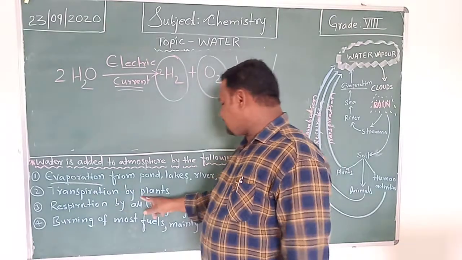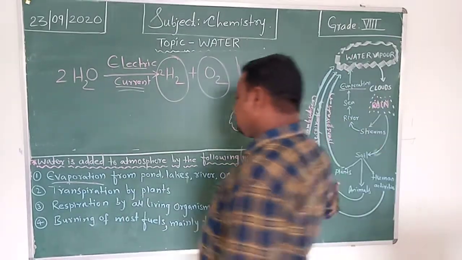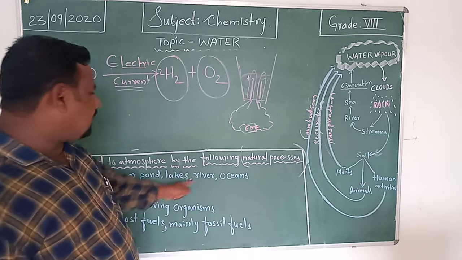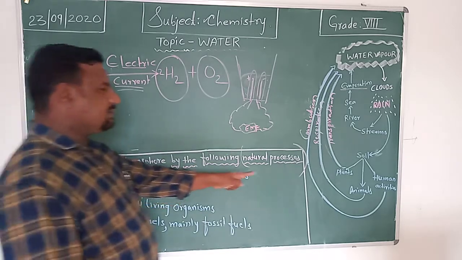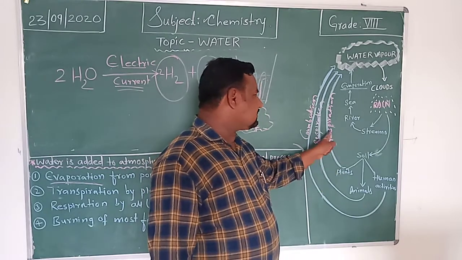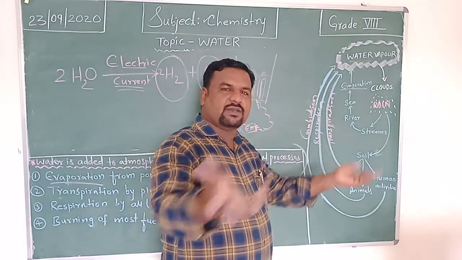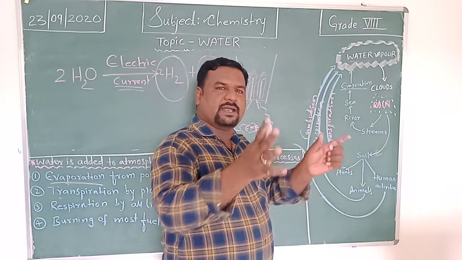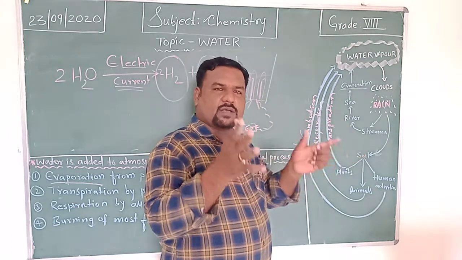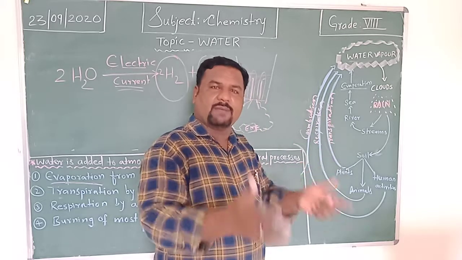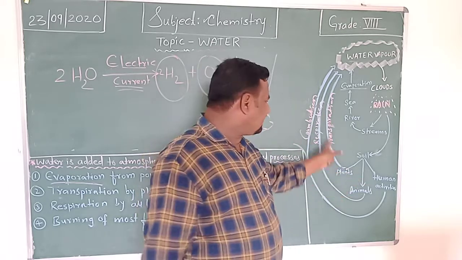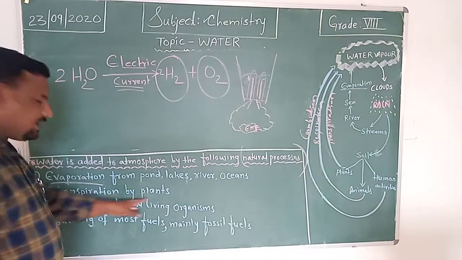Next, transpiration by plants. Here it is shown. See, this is evaporation from the pond, lake, river. That is one. Second, transpiration by plants. The excess amount of water is given out in the form of water vapors by the plants through the stomata. Loss of excess water in the form of water vapors from a plant body, we call it transpiration.